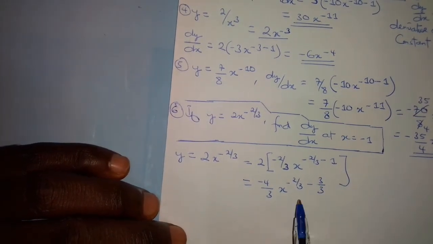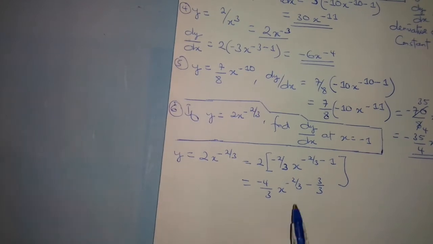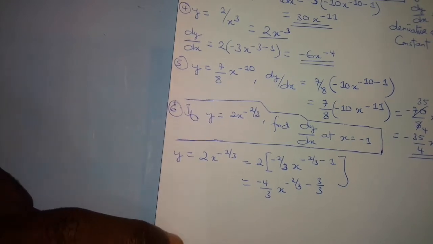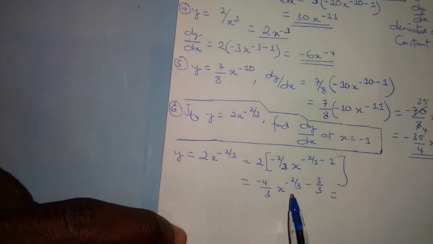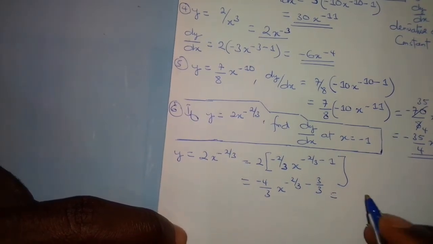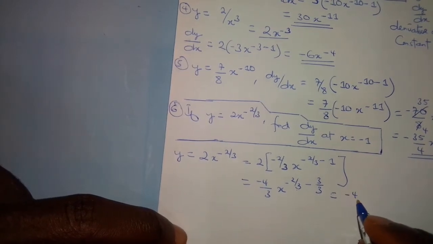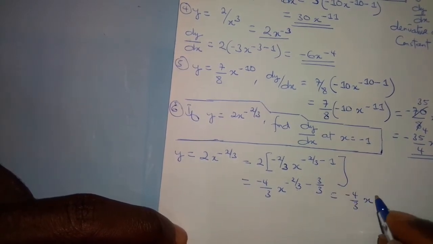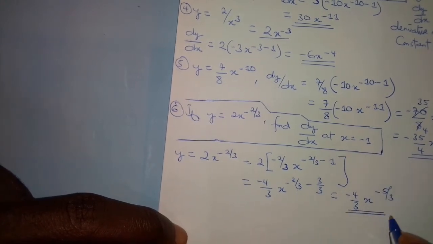I'm doing this because if I have two fractions that are having a mathematical operation with each other, where the denominators are equal, then I can just perform the calculation on the numerators on top. So I can just say minus 2 minus 3 over 3, because these are the same denominators. So we have minus 4 over 3 x raised to the power of minus 5 over 3. So this now becomes the final answer.